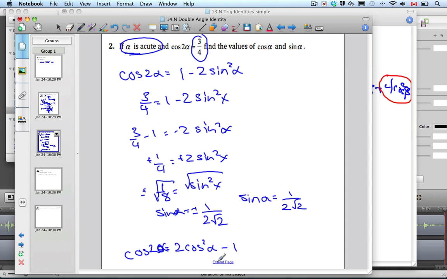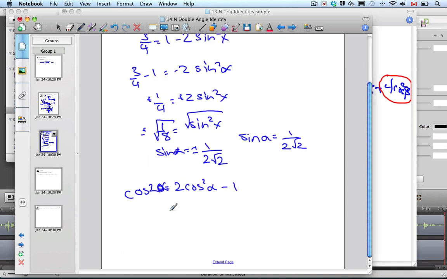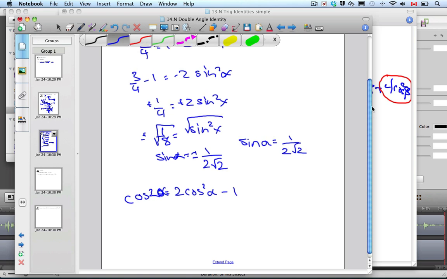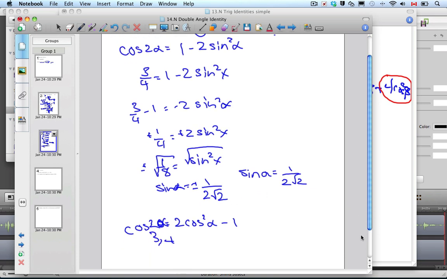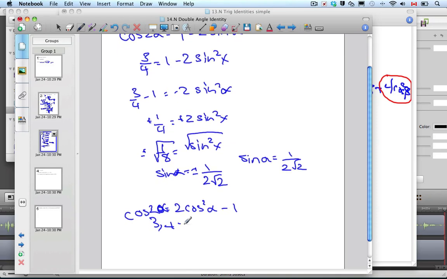Now, what was cosine 2 alpha? Cosine 2 alpha was 3/4 from the question. Let me check again. Yes, 3/4. So 3/4 equals 2 cosine squared alpha minus 1.